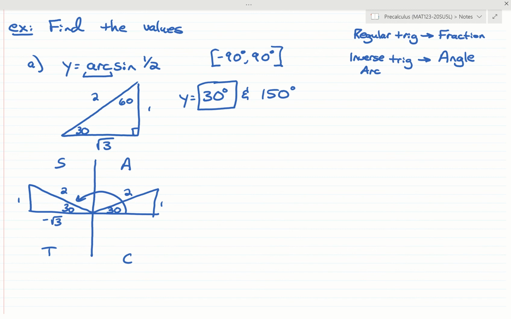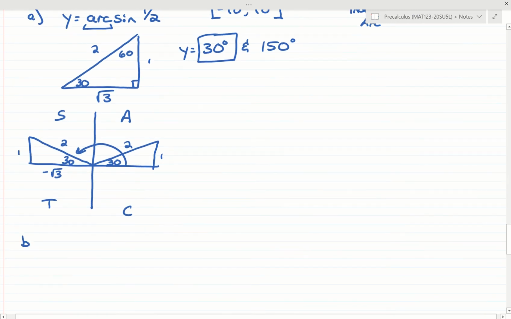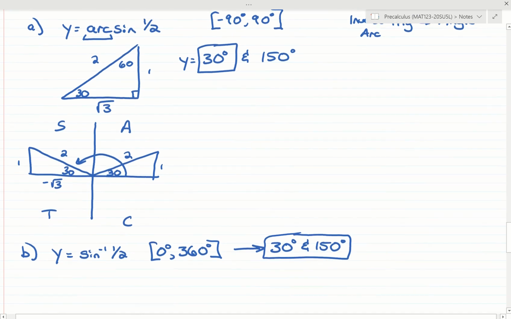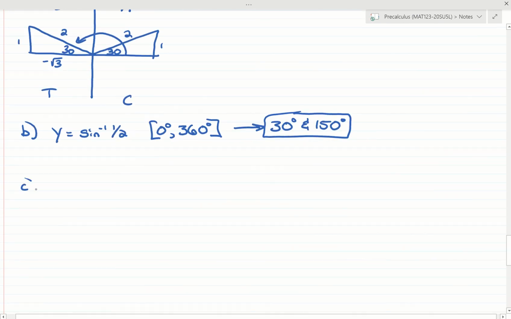If instead I asked you the question, y is equal to the inverse sine of 1/2, and I asked you to give me values between 0 degrees and 360 degrees, you could then tell me that the answer is 30 degrees and 150. That would be an acceptable answer. But for arc, we're being more specific. The answer has to be within those range values we talked about. Let's try one more example. What if I asked you y is equal to the arc sine of -1?